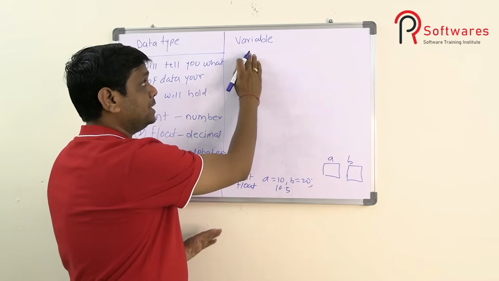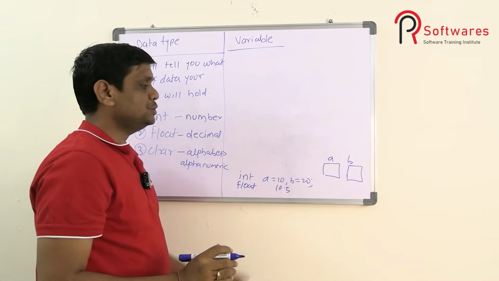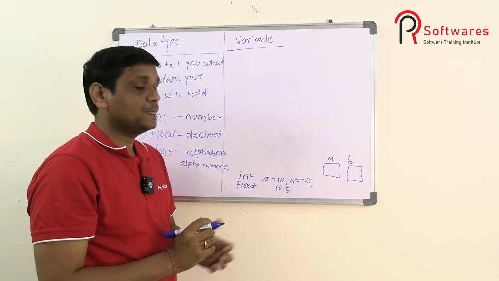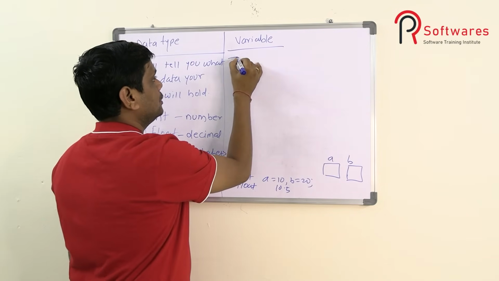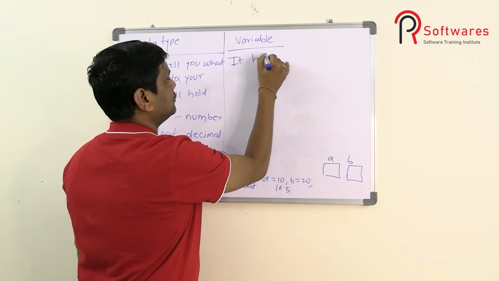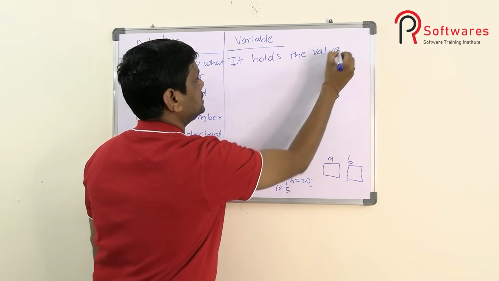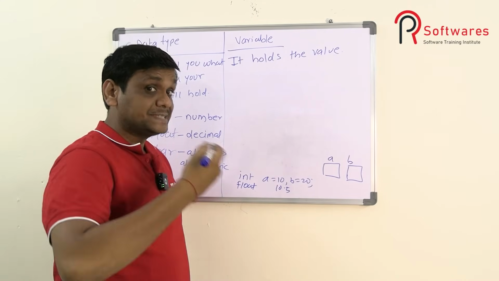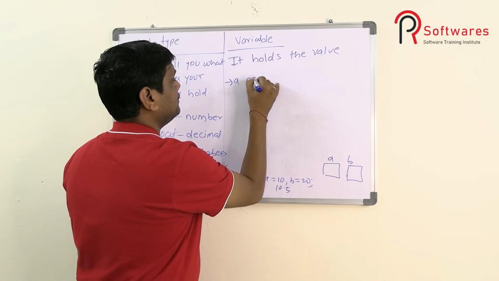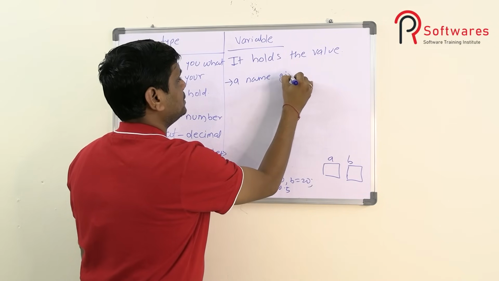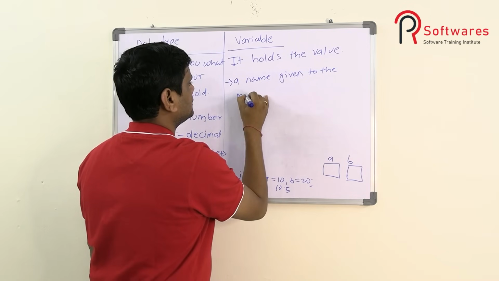There are multiple definitions of a variable. What is a variable? You tell me. What is a variable doing? It is holding the value. That is the first definition: a variable holds the value. The second definition is: a name given to the memory location.